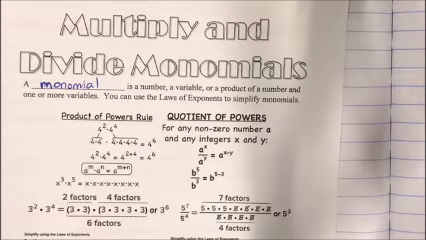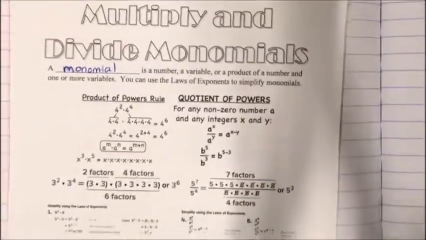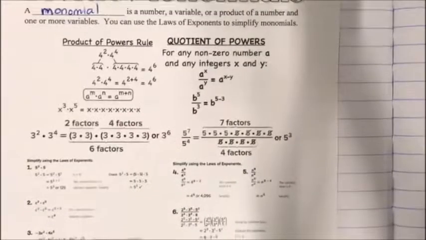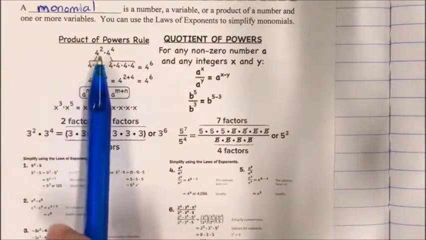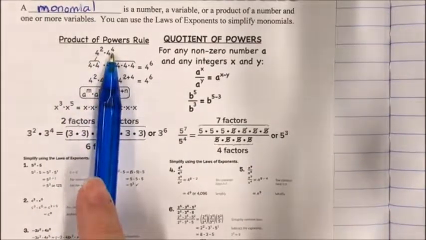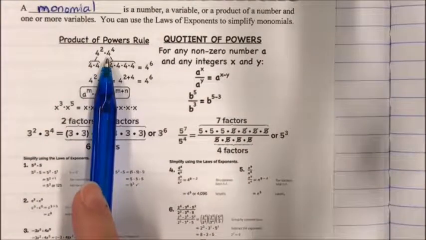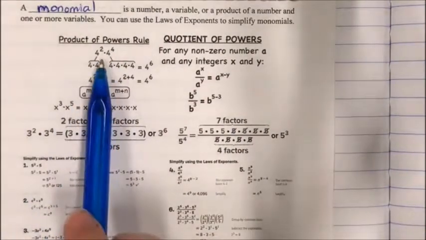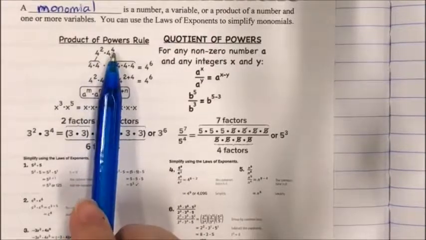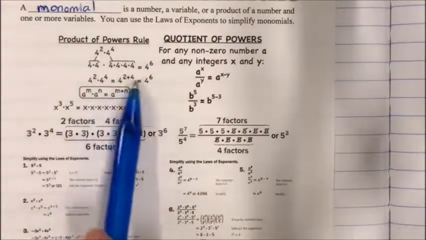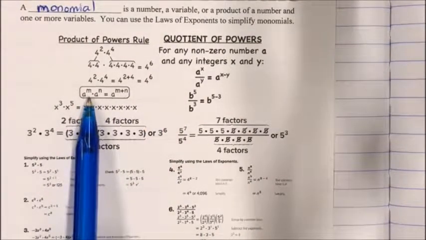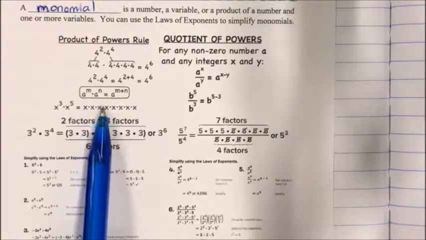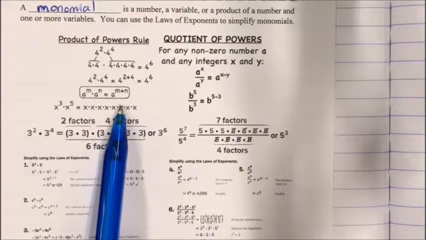You can use the laws of exponents to simplify monomials. Basically what that means, come down here a little bit further, there are two rules that we're actually going to be talking about. The first is the product of powers rule, which says that as long as they have the same base, I can add the exponents together. So 4 squared times 4 to the 4th power gives me 4 to the 6th power, because 2 plus 4 gives me 6. Okay? And here it is in algebraic form: a to the m times a to the n equals a to the m plus n.